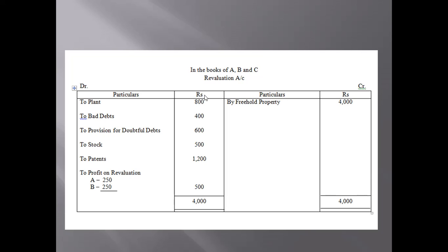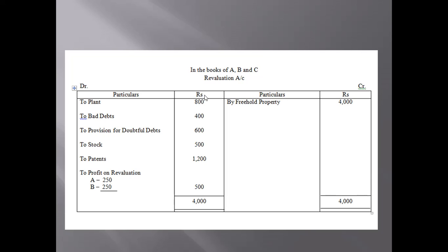And stock is also revalued at rupees 5,500. The previous value was 6,000. From 6,000, the new value has become 5,500. So 500 is the decrease amount. So we write it in the debit column. Now patents. Patents to be written off. To be written off means that we have to write it off completely. That is, patents will now be valueless.